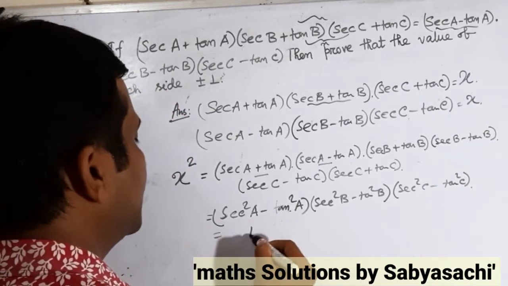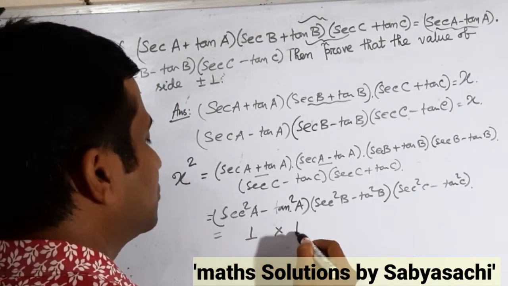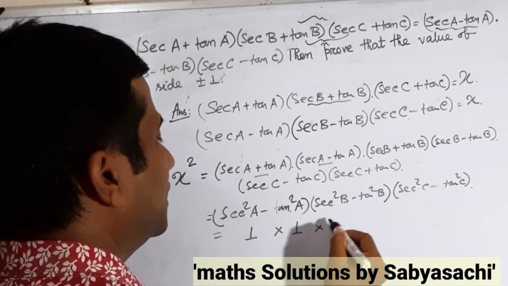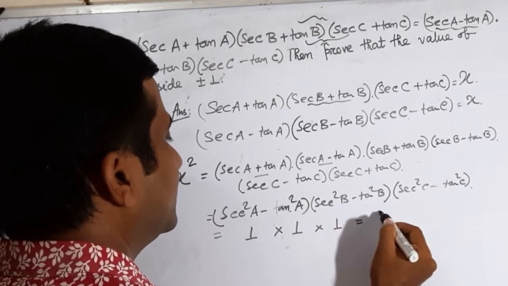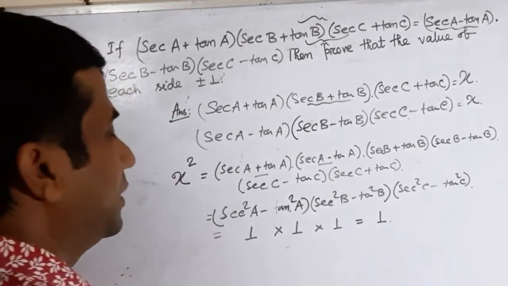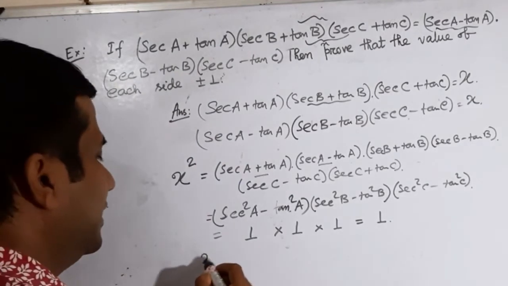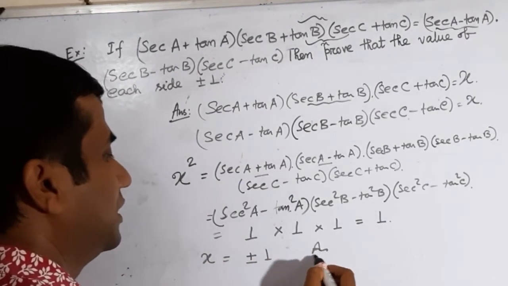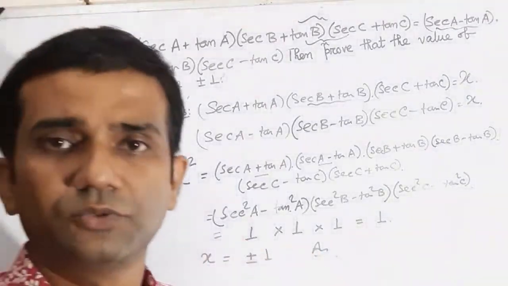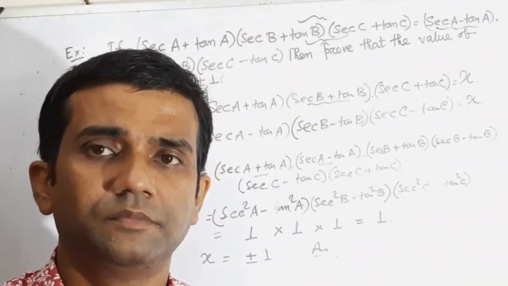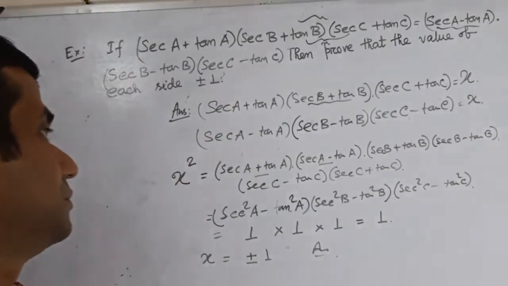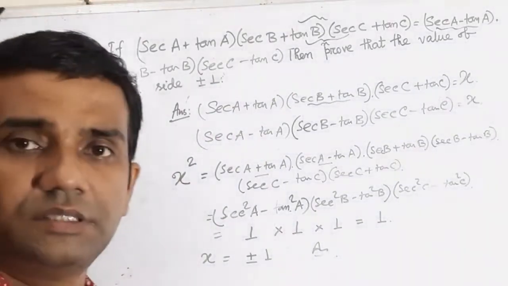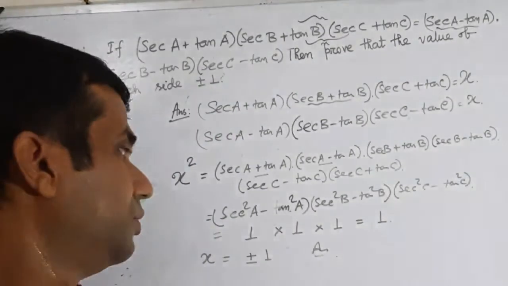Sec square A minus tan square A is equal to 1, sec square B minus tan square B is equal to 1, and this is equal to 1. Multiplying, 1 is 1, and x square is equal to 1, so x is equal to plus minus 1. So your answer is x is plus minus 1. Okay, check your answer with it.